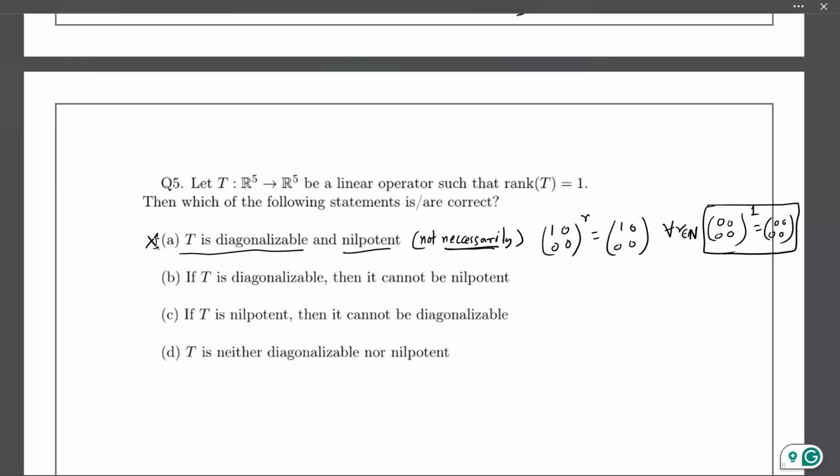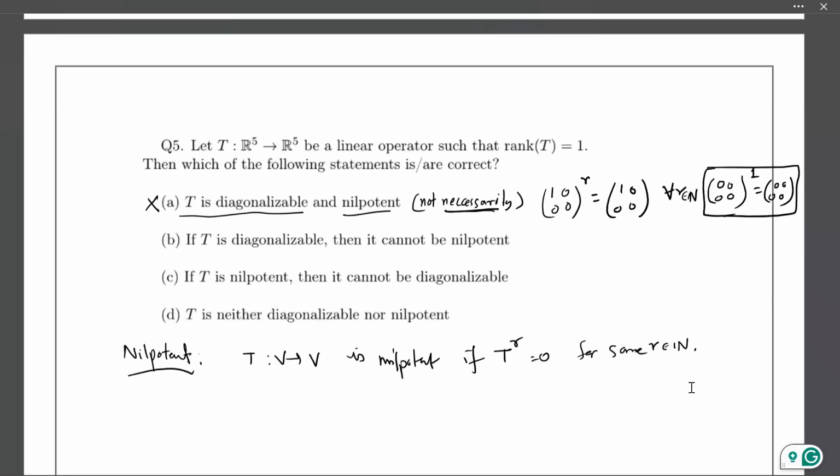Nilpotent means some power becomes 0. Let me write nilpotent. T from V to V is nilpotent if some composition of T is 0, that is, some power of T is 0.